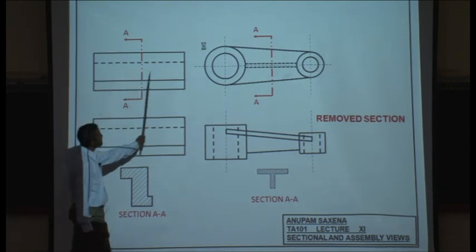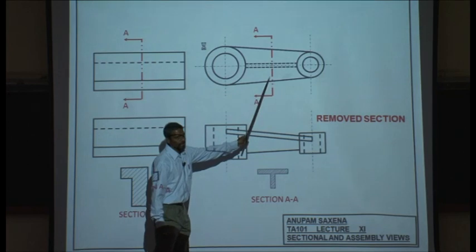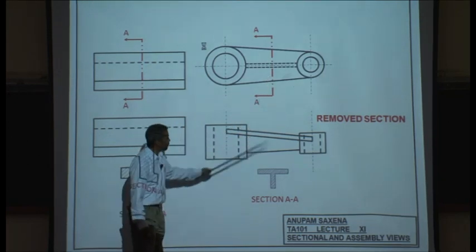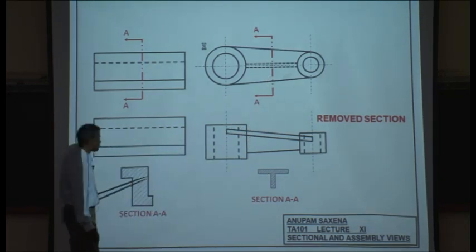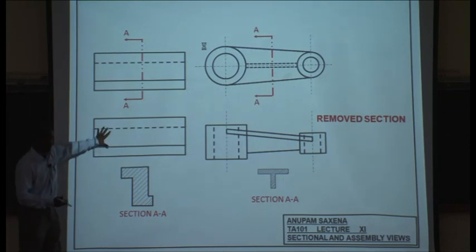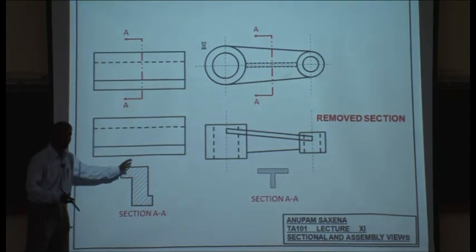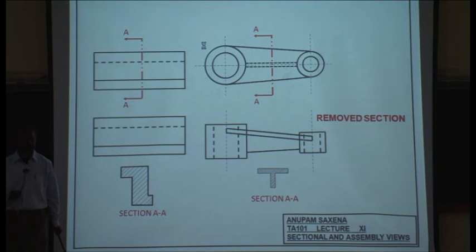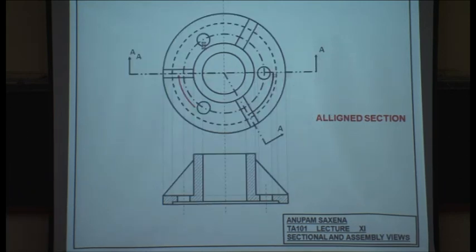You choose a section and show the cross section of the object in the front view, not with the front view, but maybe a little below or on the side. That's the only difference. And of course, aligned section.